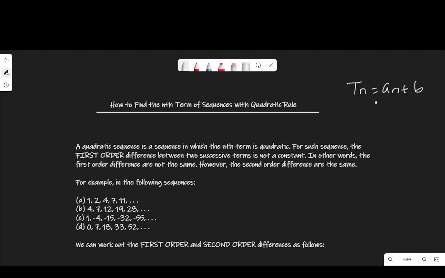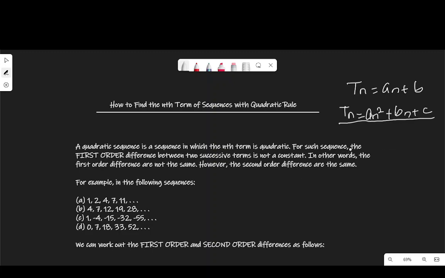We're going to have a quadratic equation, such that the nth term of the sequence with a quadratic rule is an squared plus bn plus c. So any sequence whose nth term or general term follows this kind of quadratic pattern is called a quadratic sequence.